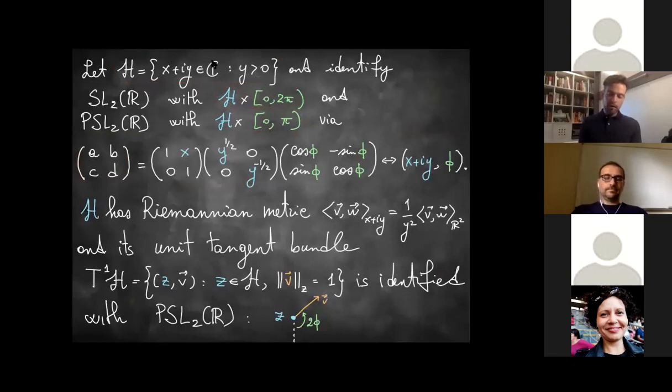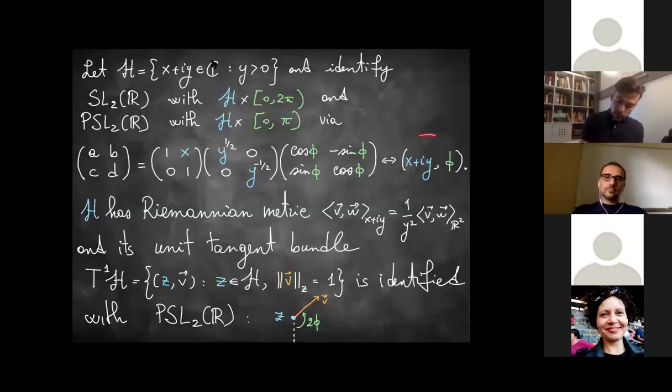As you know, the upper half plane comes with a Riemannian metric. At each point x plus iy, there is an inner product, and you can use that to compute angles and lengths and geodesics and all that. With that notion of a Riemannian metric at each point, you can define the unit tangent bundle, which is the set of pairs (point, vector), where the vector sitting at the point z has length 1 according to the Riemannian metric. I'd like to think about this set as a pair of a complex number and a vector, and since the vector has length 1, I really want to think of it as a unit vector, so just determined by its angle.